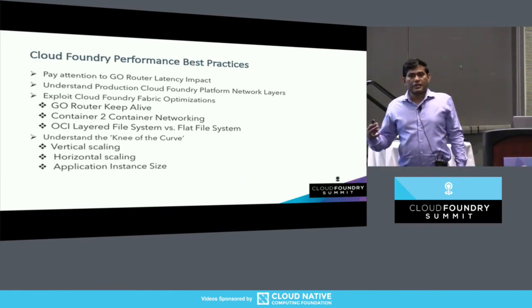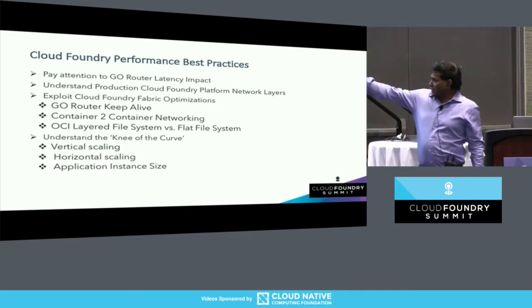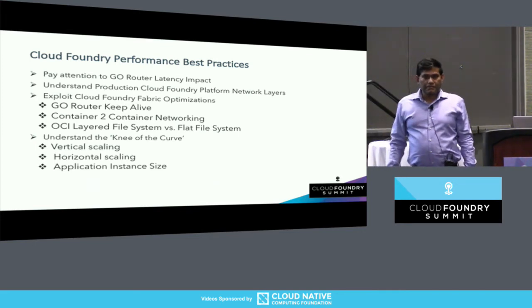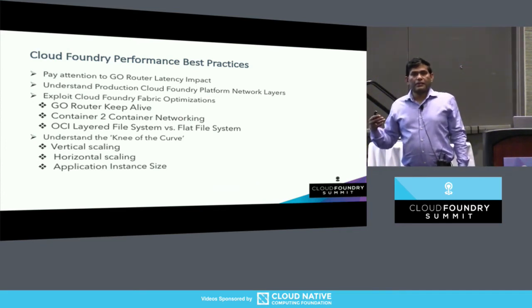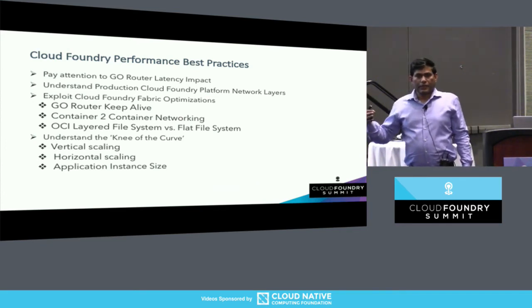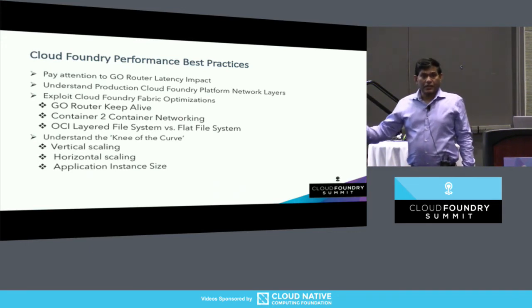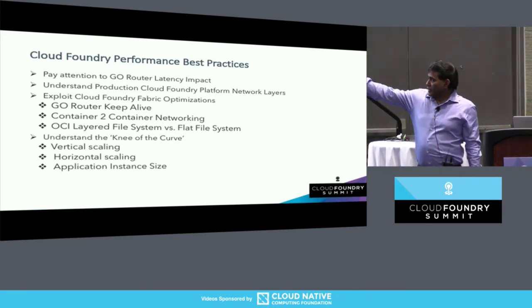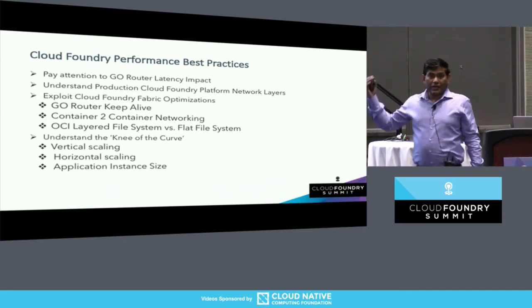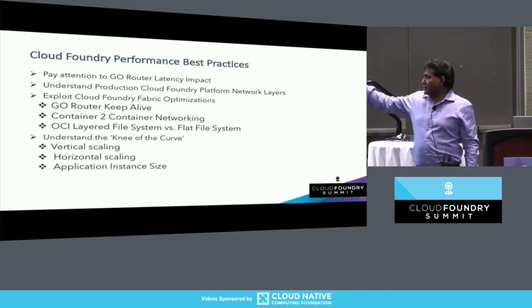But there are certain things within Cloud Foundry, like the new features that we're driving. For instance, the GoRouter Keep Alive. Starting with 253, Keep Alive is enabled on the upstream channel for GoRouter. We need to use that, and why we need to use it and what exactly it will solve, I'll show some data there.